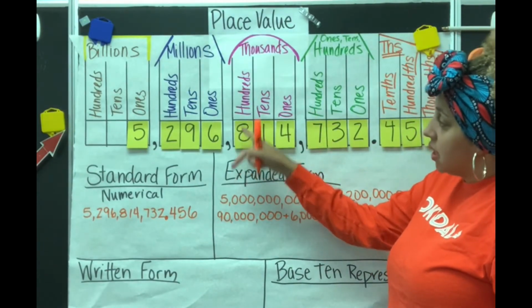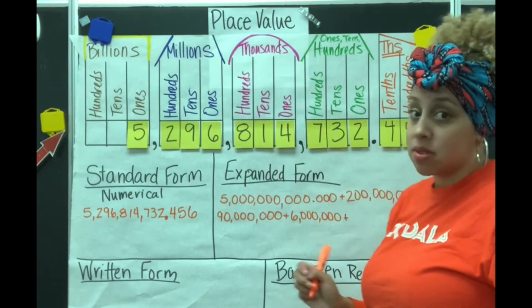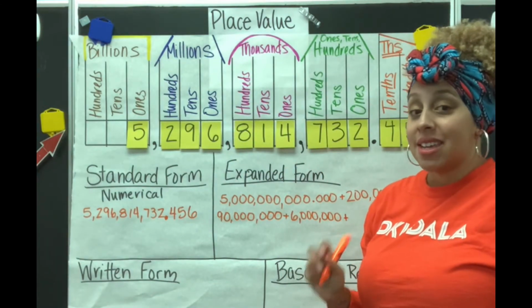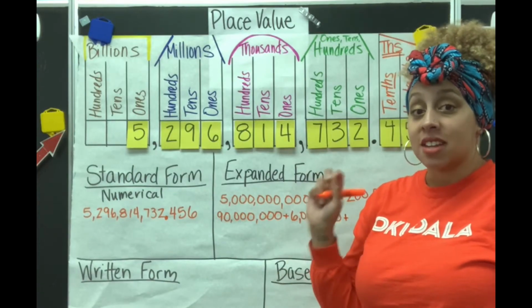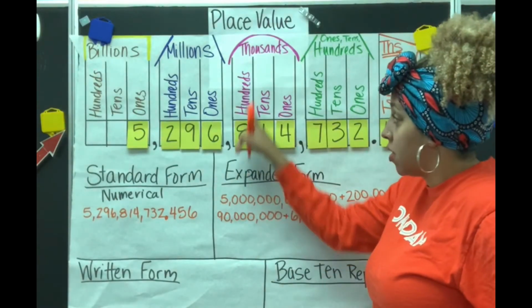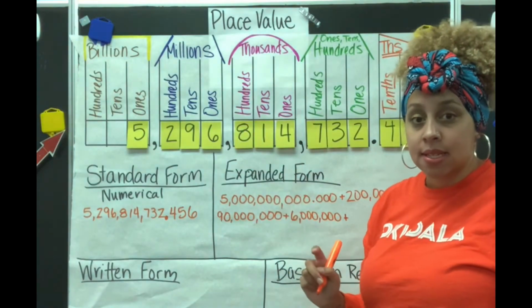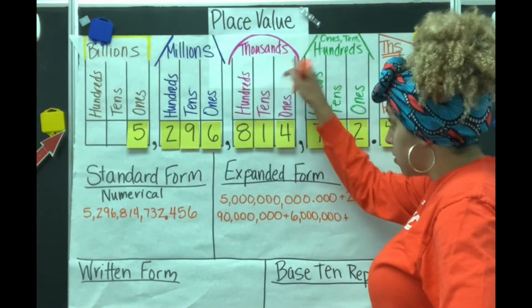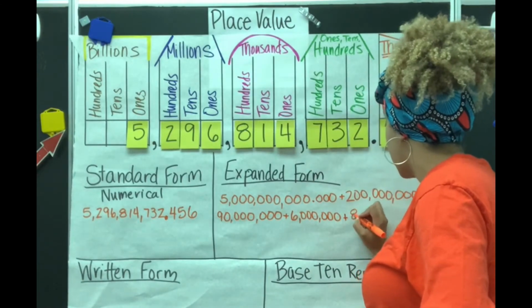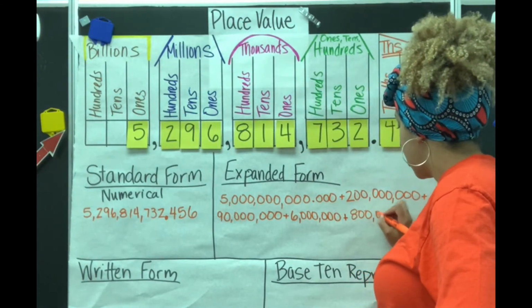This 8 is in the hundreds place in the thousands house. Is it 8? Is it 800? Or is it 80? How much is this 8 worth if it's in the hundreds place? It's worth 800,000. So we're gonna write 800,000.